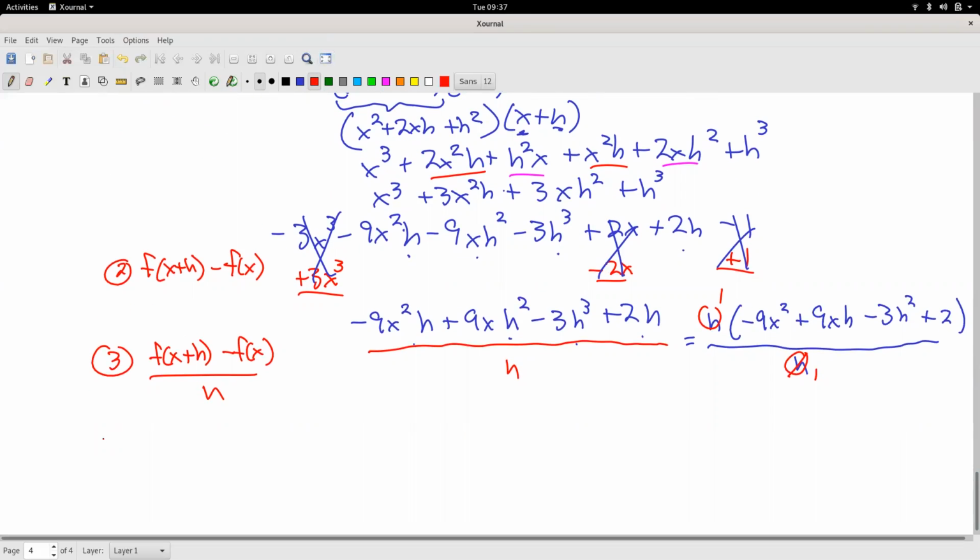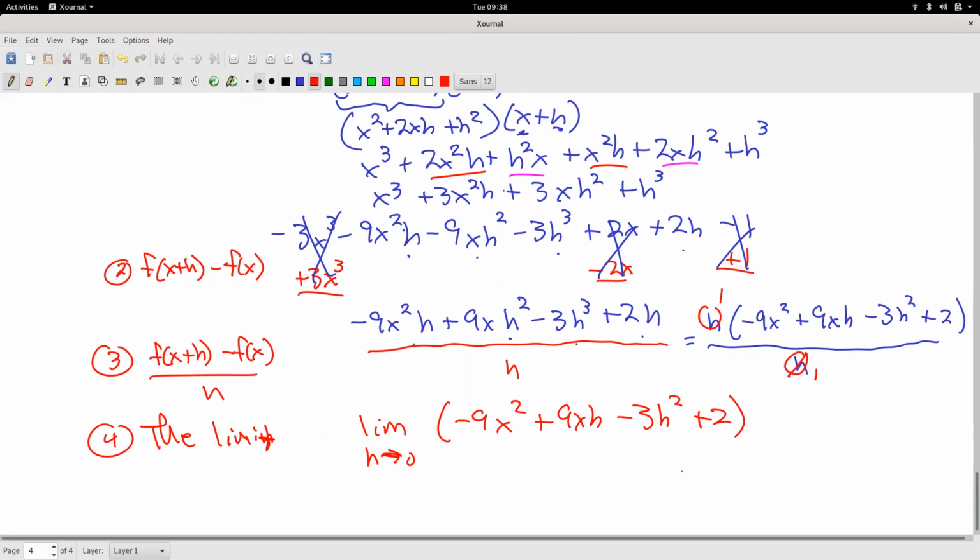So finally, step 4, the limits. So we get the limit as h goes to 0 of negative 9x squared plus 9xh minus 3h squared plus 2. And as I do that, there's no h in the negative 9x squared, so we get a negative 9x squared. This h is going to 0, so that whole term is going to 0. This h is going to 0, so that whole term is going to 0. And 2 doesn't really care what h is doing. It's just a plus 2. So that would be the derivative here. So that right there is f prime of x.